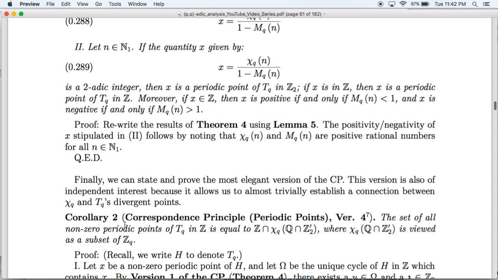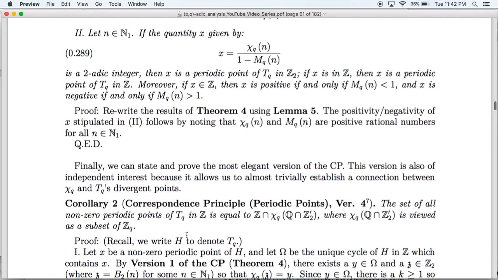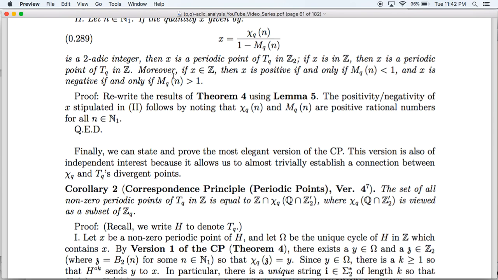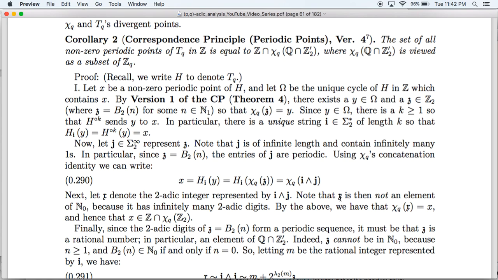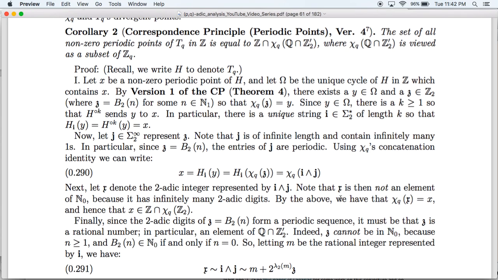The set of all non-zero periodic points of TQ in Z is equal to the intersection of Z and chi-q of rational two-adic integers with infinitely many digits, where here we're going to be viewing chi-q of that thing as a subset of ZQ. Okay, so let X be a non-zero periodic point of H, and let omega be the unique cycle of H in Z which contains X.